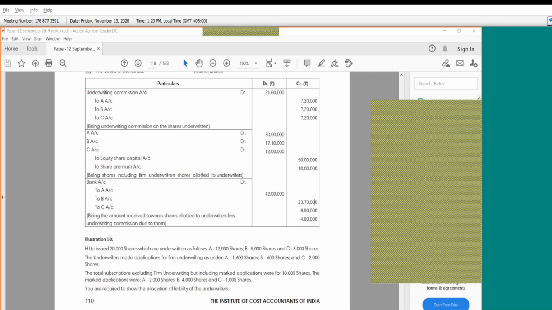That is firm underwriting. The total subscriptions excluding firm underwriting but including marked application were for 10,000 shares. The marked applications are 2,000, 4,000, 1,000. So 10,000 shares are subscribed by the public. Out of that, some portion is marked, some portion is unmarked. This is what the question is about, so we will directly work out the answer.